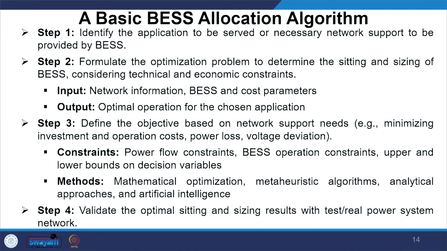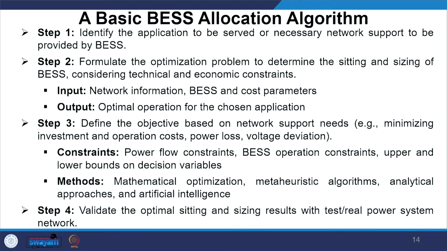Now, what are the steps for battery optimization algorithms? First of all, step number 1, identify the application to be served or the necessary network support to be provided by the battery energy storage systems. So, what do you expect out of it? Step number 2, formulate the optimization problem to determine the setting and sizing of the battery energy storage system, considering technical and economic constraints. What are the inputs that need to be provided? The complete network information and the battery energy storage system and cost parameters. What is expected to be the output? Optimal operation of the chosen applications.